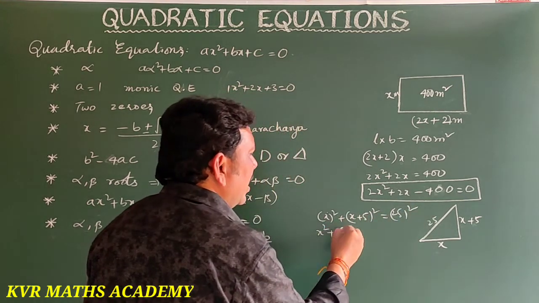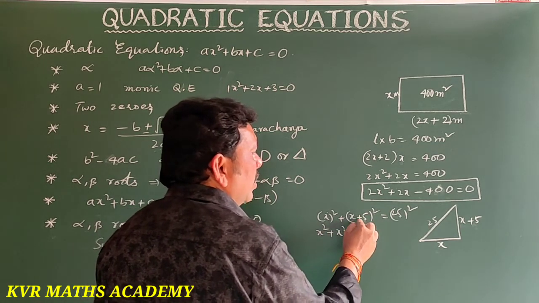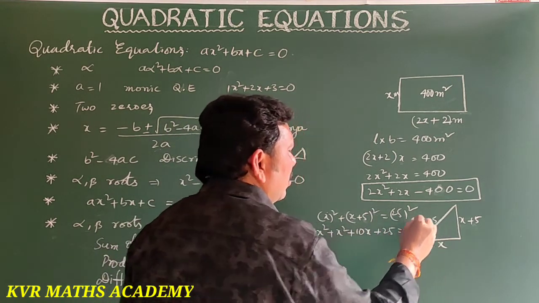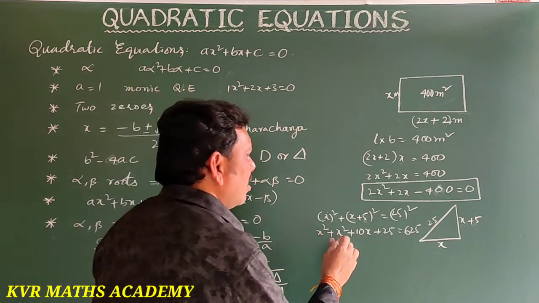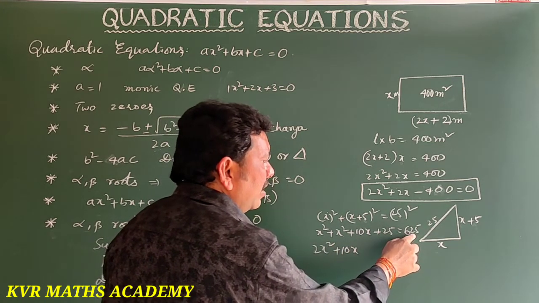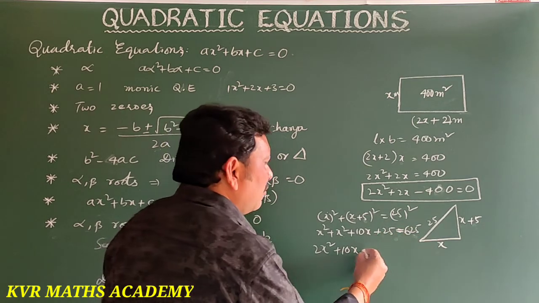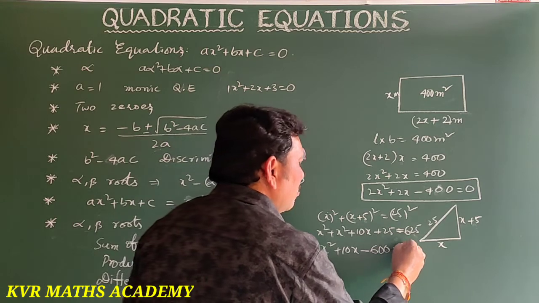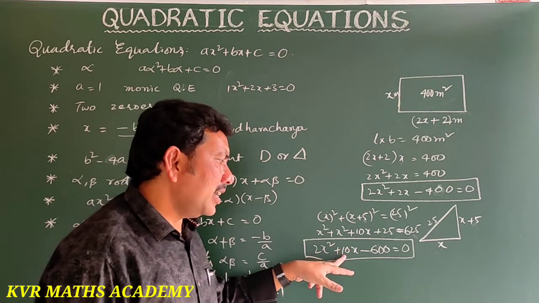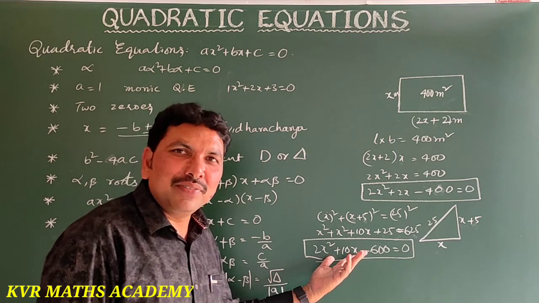So this is x square plus x square plus 2 into x into 5, that is 10x, plus 5 square is 25, is equal to 625, right? Yes, x square plus x square is 2x square, plus 10x. Here 625 transferred to this side becomes minus 625. 25 minus 625 is minus 600, is equal to 0. So this is also a quadratic equation. By using any method, we can find the roots of the given equation.